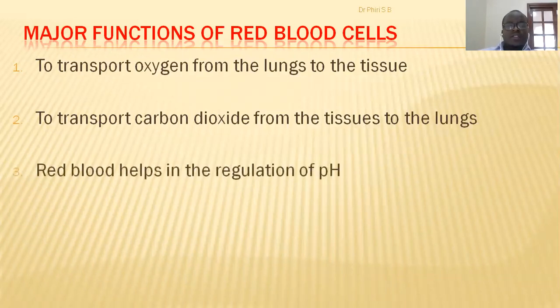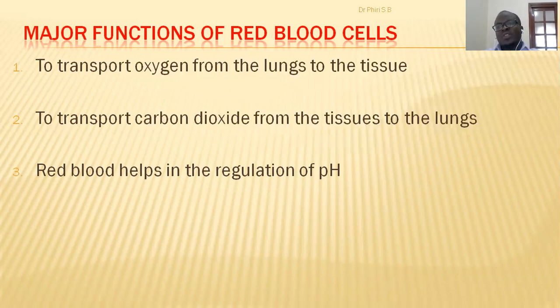Then the other function of red blood cell, it helps in regulation of pH. You know to say that the pH of blood needs to be maintained within the normal range. And this range is between 7.35 to 7.45. That's the normal pH of blood. So this pH needs to be maintained.